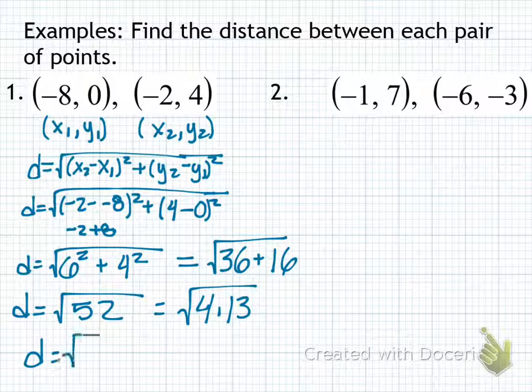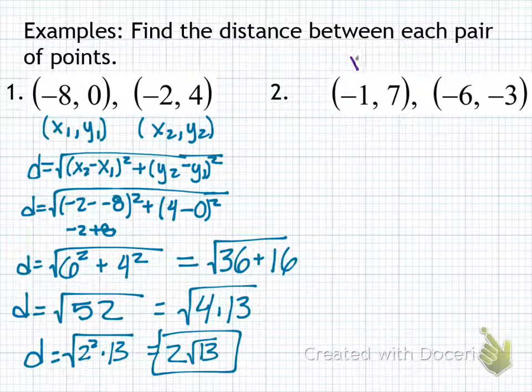Four is a perfect square, so I can rewrite it as 2 squared times 13, and the 2 comes out, so it's just 2 rad 13 for my final answer.